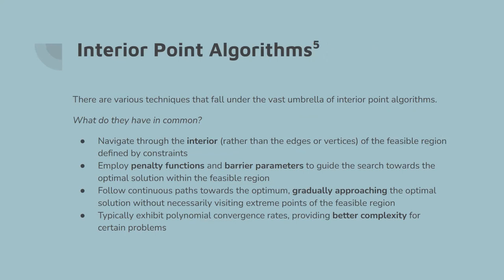Firstly, as the name suggests, they navigate through the interior rather than the edges or vertices of the feasible region defined by constraints. They employ penalty functions and barrier parameters to guide the search towards the optimal solution within the feasible region. They follow continuous paths towards the optimum, gradually approaching the optimal solution without necessarily visiting extreme points of the feasible region. And they typically exhibit polynomial convergence rates, providing better complexity for certain problems.